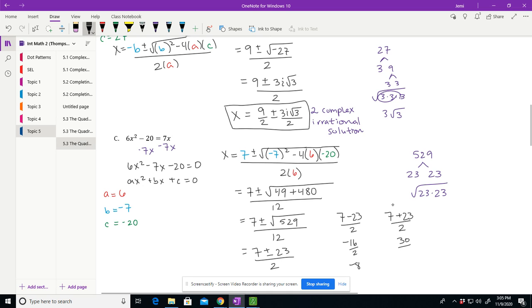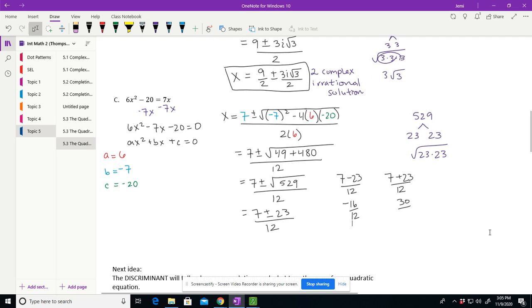Ooh, hold on. Got an error. This is a 12, not a 2. Okay, pause. Make that correction. So I get negative 16 divided by 12. I'm going to scroll down a little bit in case this is off your screen.